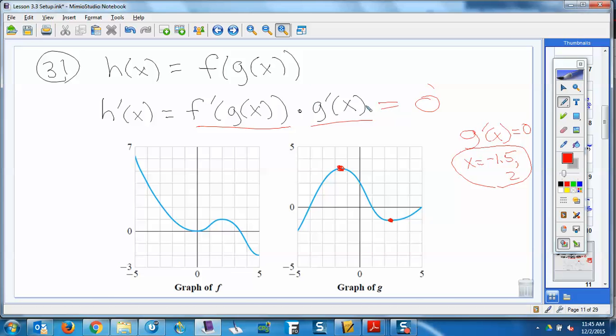So that one's easy. But the one that's a little trickier is this one. Where is f prime of g of x equal to 0. Well, forget the g a minute. That's kind of like the x squared on the problem a minute ago. Our input is g of x, right? So let's just ask ourselves, when is f prime 0?